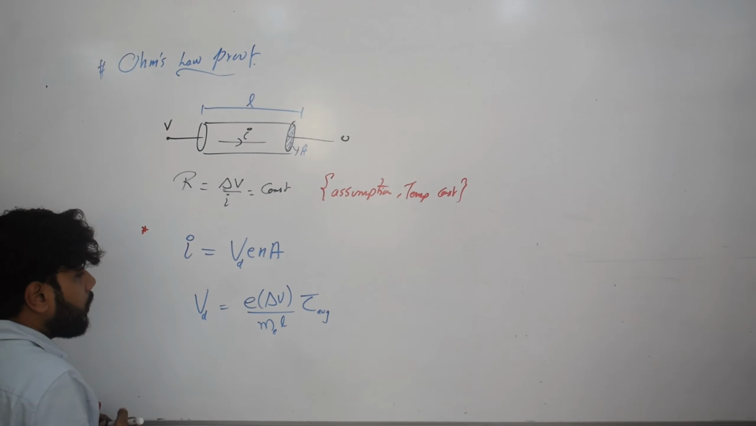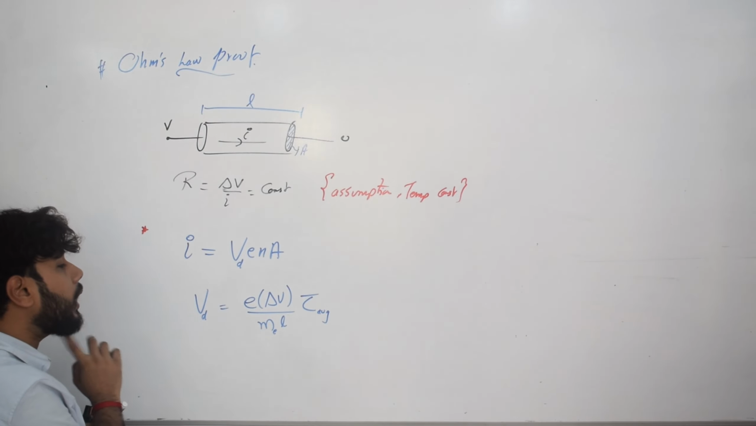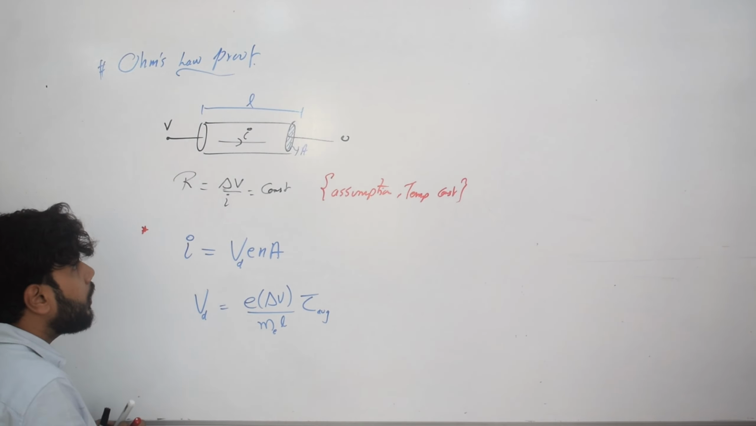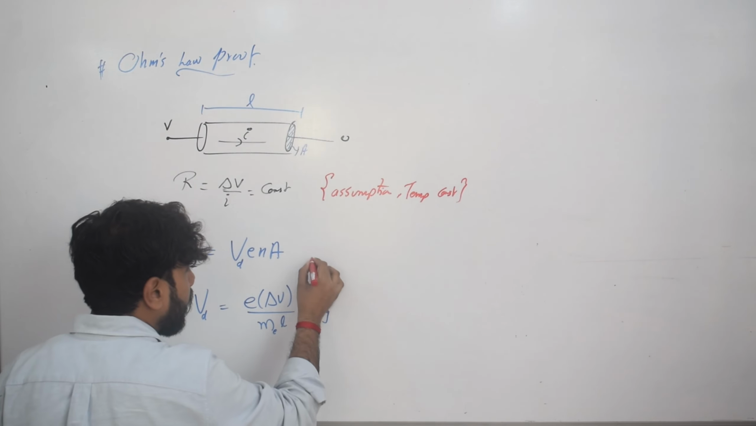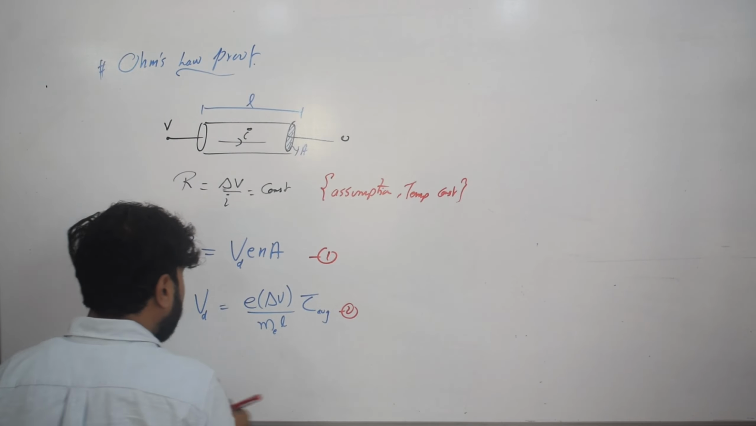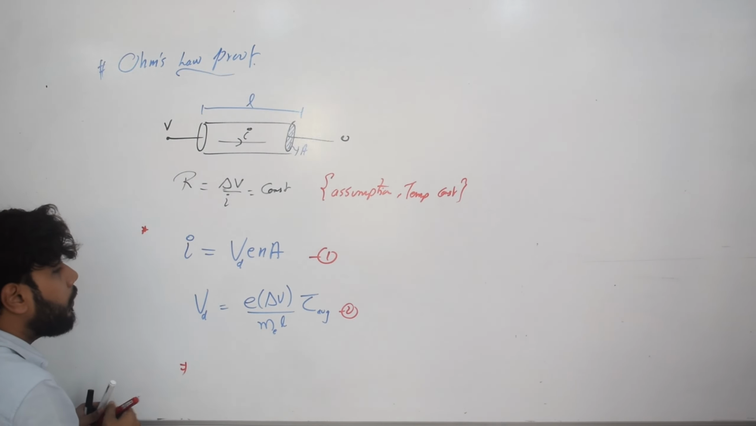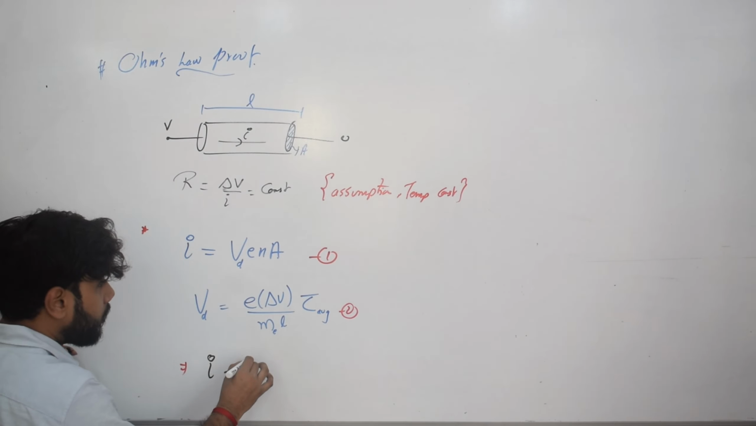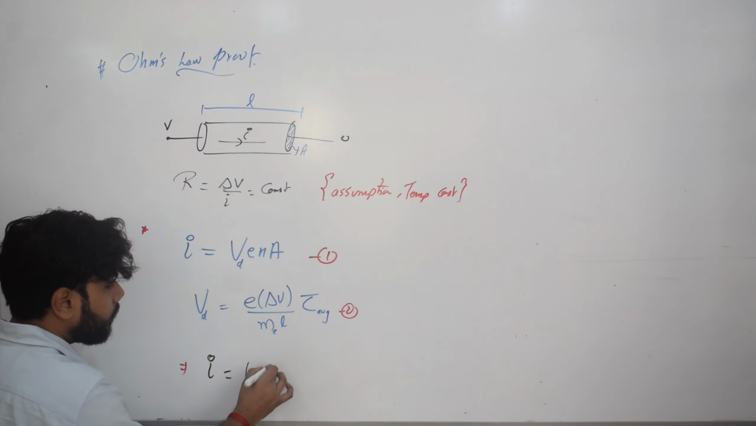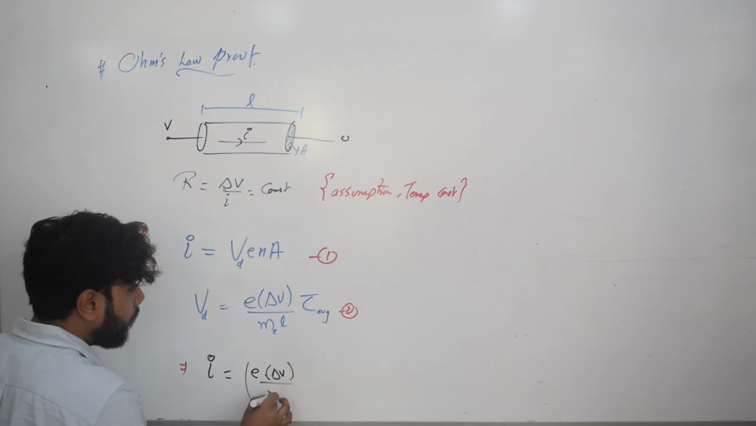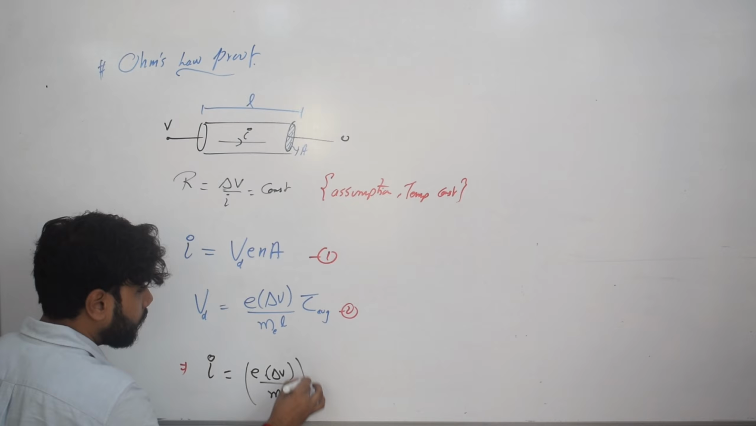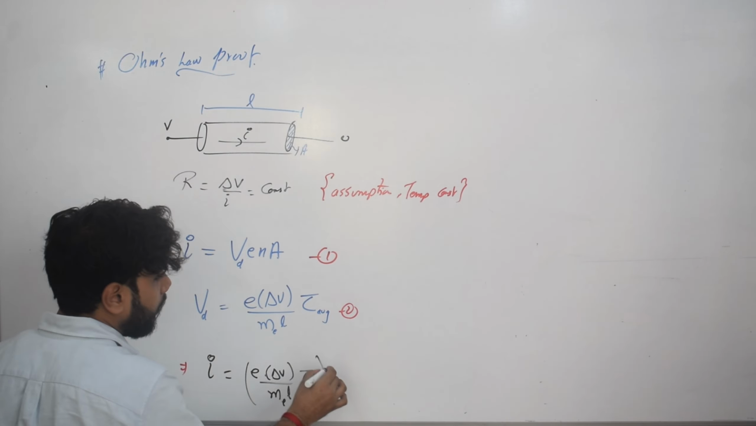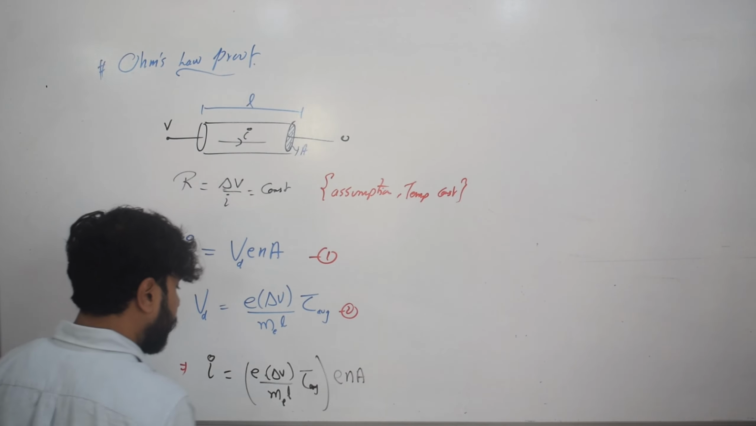From this we can either substitute the drift velocity formula in this equation, or we can use the Ohm's law equation also. Anyhow we can prove it, but we will go by the simple method. We will put the value of drift velocity in the I equation, so it will be I, and instead of drift velocity I can write E del V tau average, and then the remaining terms E N A.